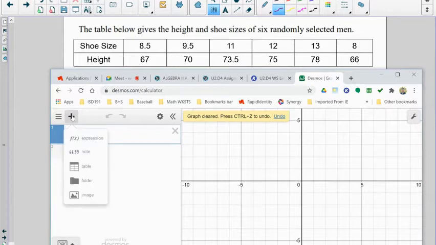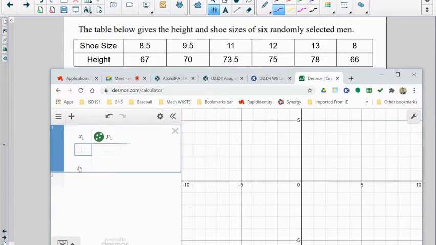I want to hit add item and table. It will insert a table into box number 1. From there, I want to enter my shoe sizes into the X column and my height into the Y column. And I can do this one of 2 ways. I can go ahead and just enter all my shoe sizes first and then enter all of my heights second. Or I like to just use the tab button and go across the first row. I tab down, I go across the second row, and so on.